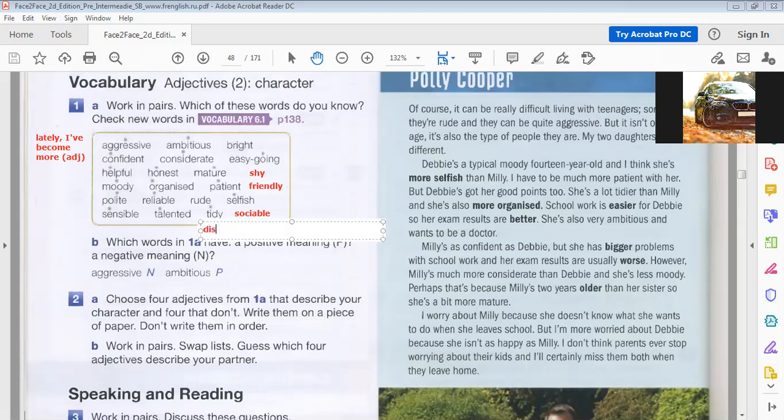So you can say I am friendly. Okay. If you want to say the opposite of tidy, you can say untidy, disorganized.